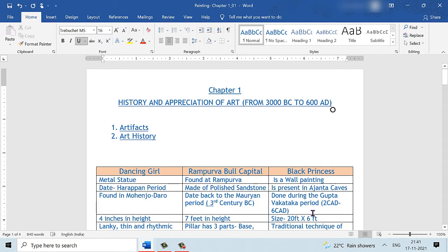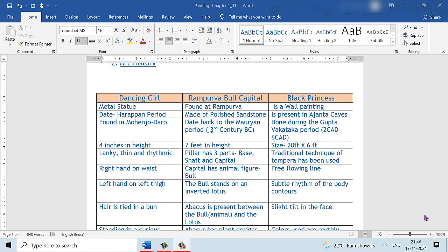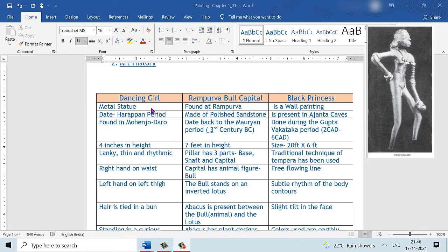Let's go through it one by one. These notes that I am referring to for this video highlight the most important points in that specific topic. It's organized in the form of a table, which will help you to remember things easily and also to recall these points faster. Let us go to the first statue here, that is the dancing girl.